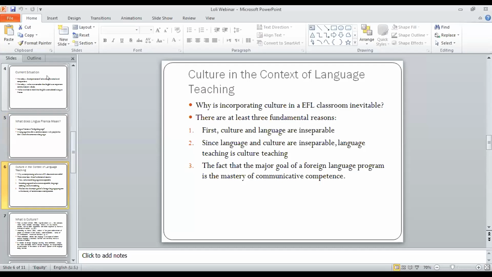The first is culture and language are inseparable. It means that when we teach language, we also teach the culture of that language. And the second one is, since language and culture are inseparable, language teaching is culture teaching. And the third is the fact that the major goal of a foreign language program is the mastery of communicative competence.